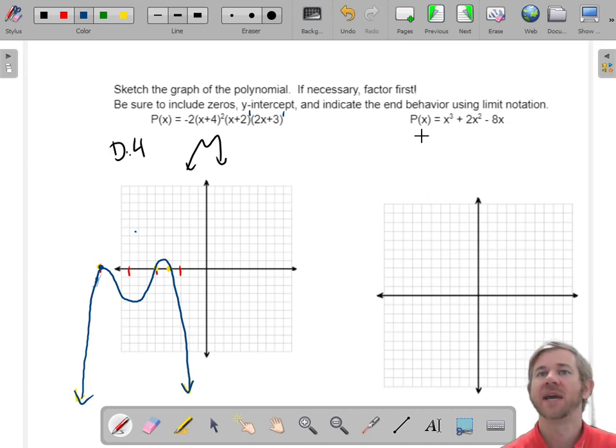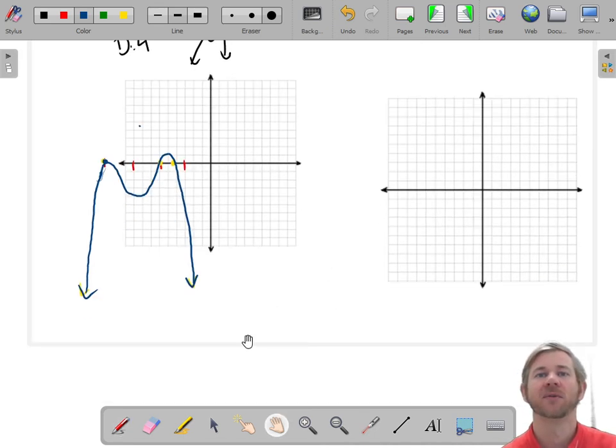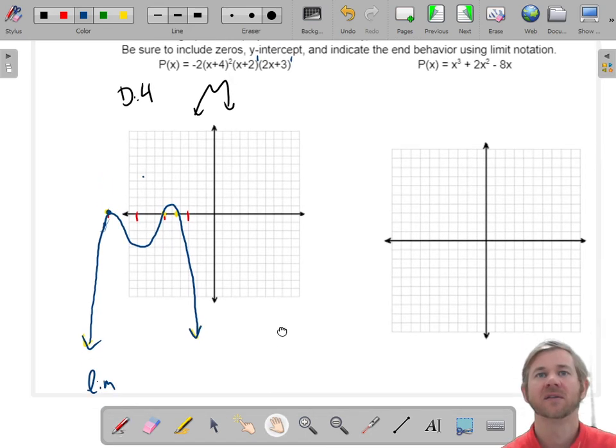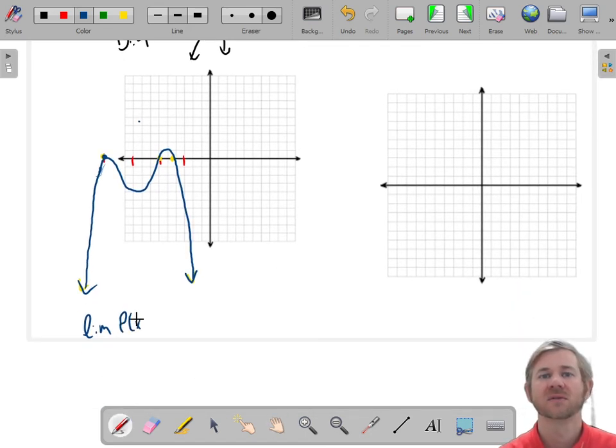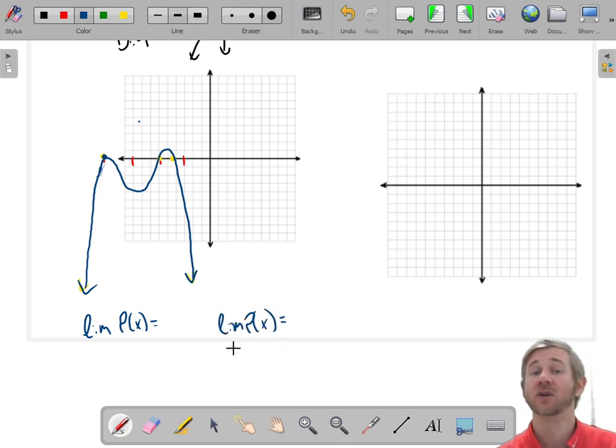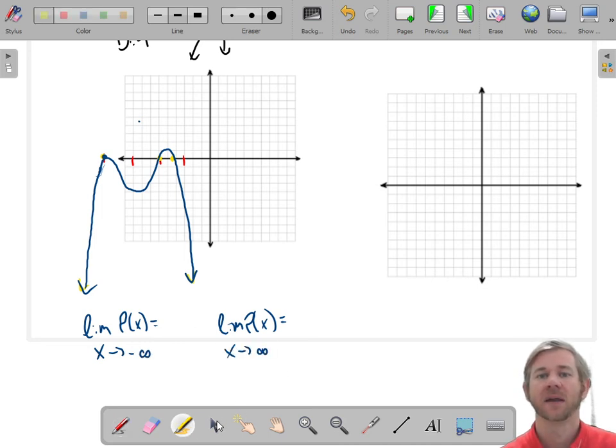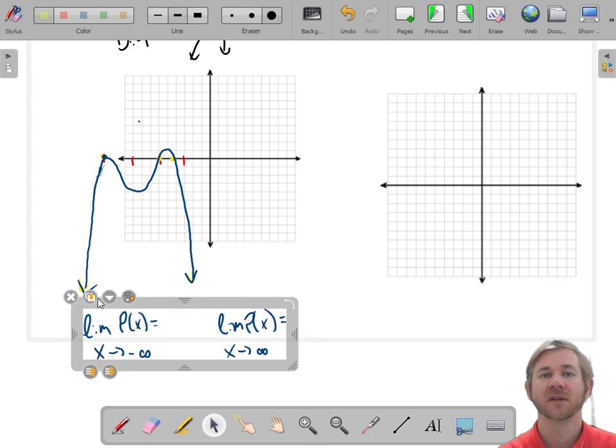Now this says find the y-intercept, but unless we're going to use a calculator, we're not going to do the y-intercept. So here's my zeros, and I have my end behavior. I'm going to write in limit notation. So I know I need two of them. It's the limit of p of x equals, and the limit of p of x equals. So we need two of them, one for the left endpoint, x goes to -infinity, and one for the right endpoint. And I know I'm going to need to do this again in the next problem, so I'm just going to copy that.